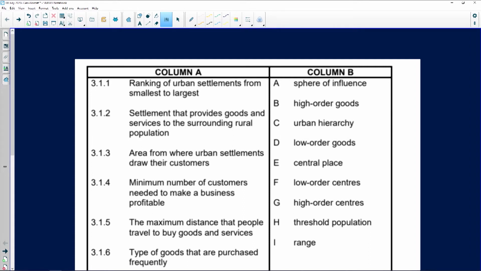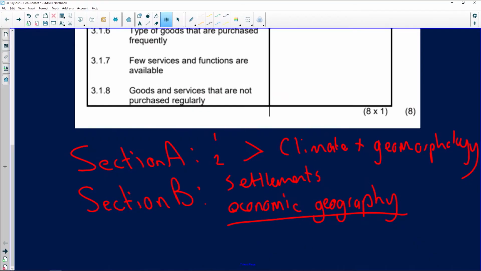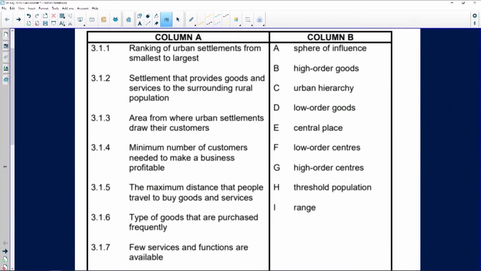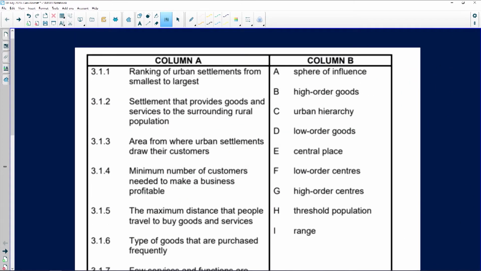First of all, if you look at question 3.1.1, the ranking of urban settlements from smallest to largest. Now, I'm going to give you a tip over here, grade 12s. If you think of ranking, it's a hierarchy. Immediately, in every single textbook, if you're using the Platinum, if you're using the Focus, it doesn't matter, if you look at the hierarchy of settlements, it's usually represented as a triangle. Now, the question states ranking urban settlements. Very importantly over here, they did not ask about rural settlements. They've asked you about urban settlements.